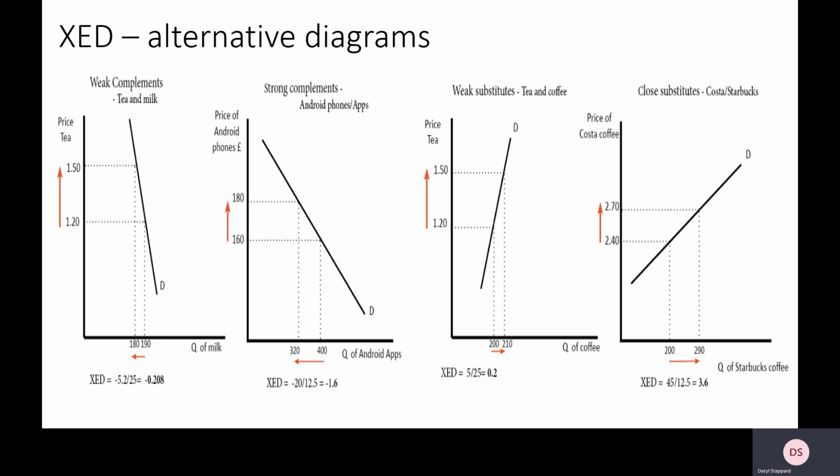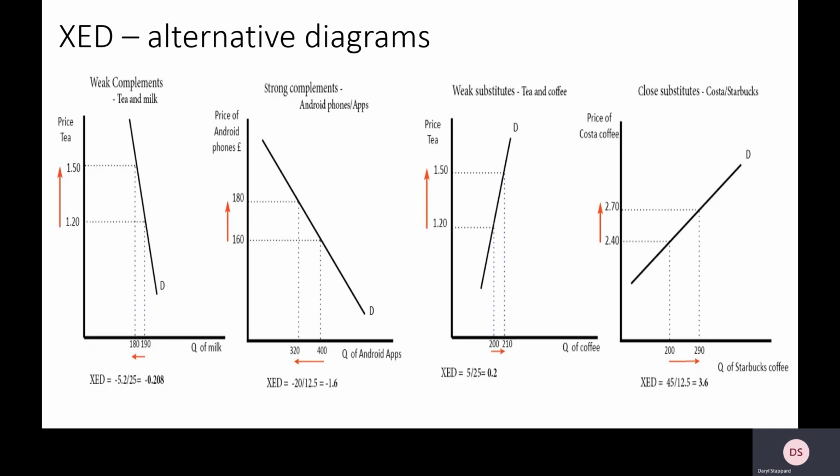Now, what I can then do is to plug those percentage numbers into the cross YED formula. Remember, the percentage change in the demand for good X divided by the percentage change in the price of good Y. So look at this. When I raise the price of tea by 25%, the demand for milk will go down by 5.2%. So in the formula at the bottom of the page, minus 5.2% divided by 25% equals minus 0.208.